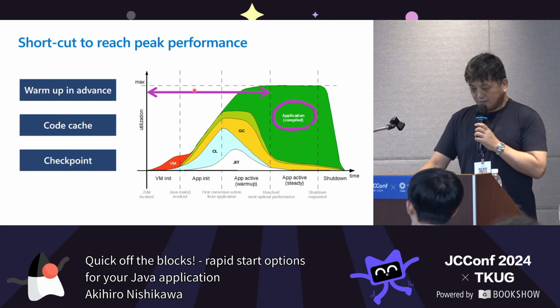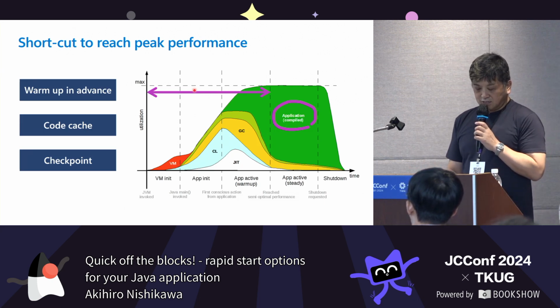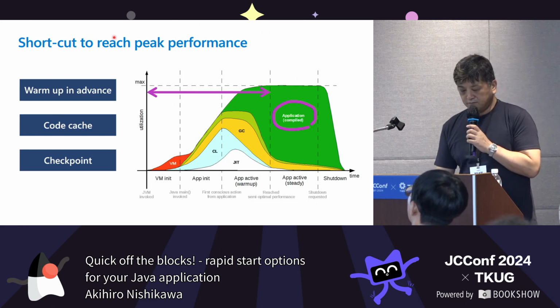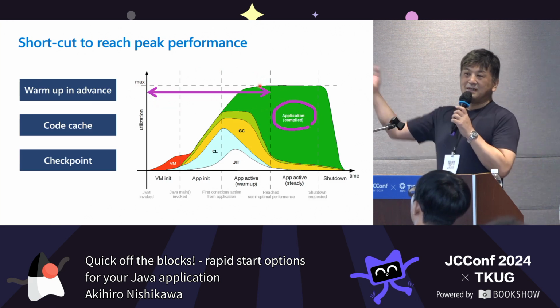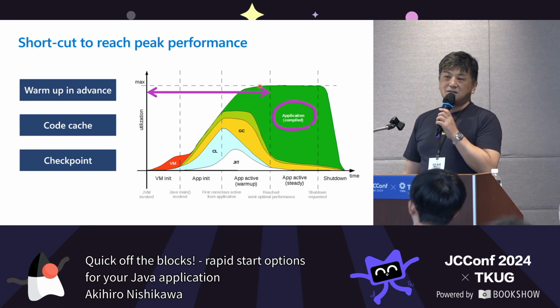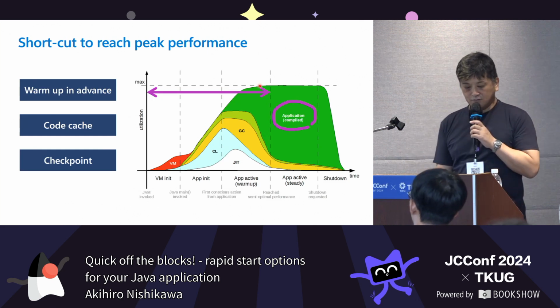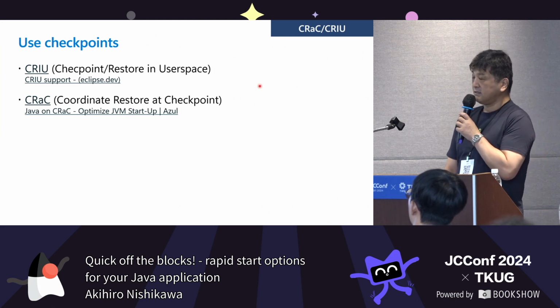Now, the last 15 minutes. A shortcut to reach peak performance. We have to find a shortcut. If we can shortcut this phase, we can reach the peak performance level faster. So in that case, checkpointing like CRaC.